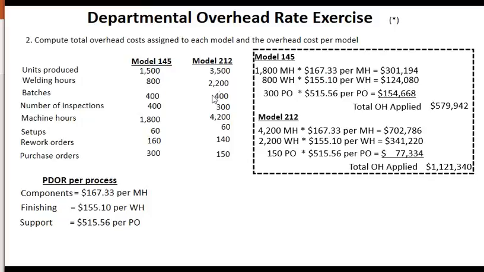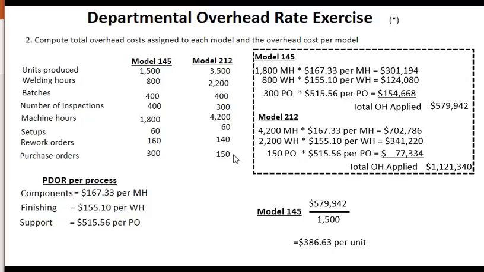Now I'm going to go through the same process for model 212, and again I'm going to take in this case model 212 machine hours 4,200. In the case of my finishing department, it's based upon welding hours, which will be in this case 2,200, and 150 purchase orders under my support. So I multiply all those by their predetermined overhead rate per their process, and I'm going to come up to a total overhead applied to model 212 of $1,121,340.